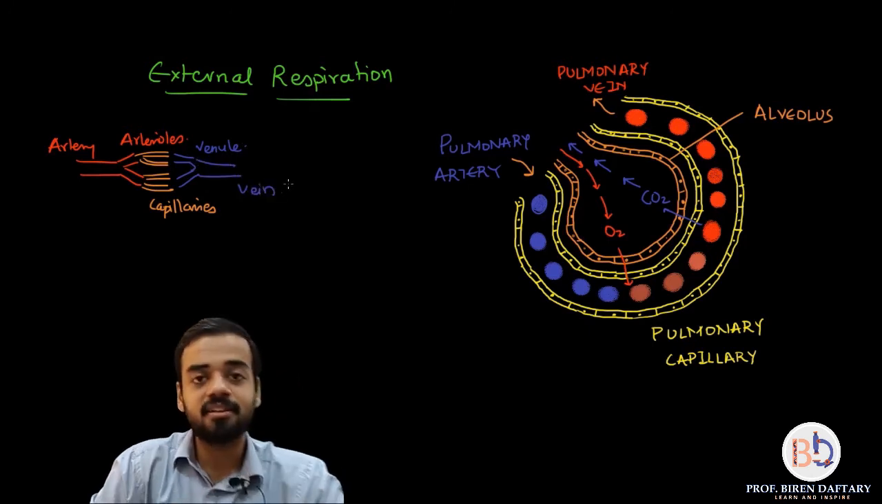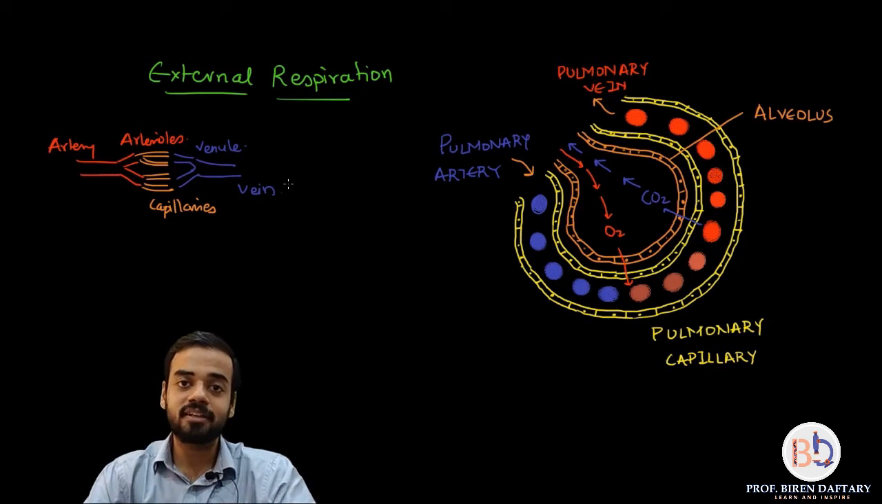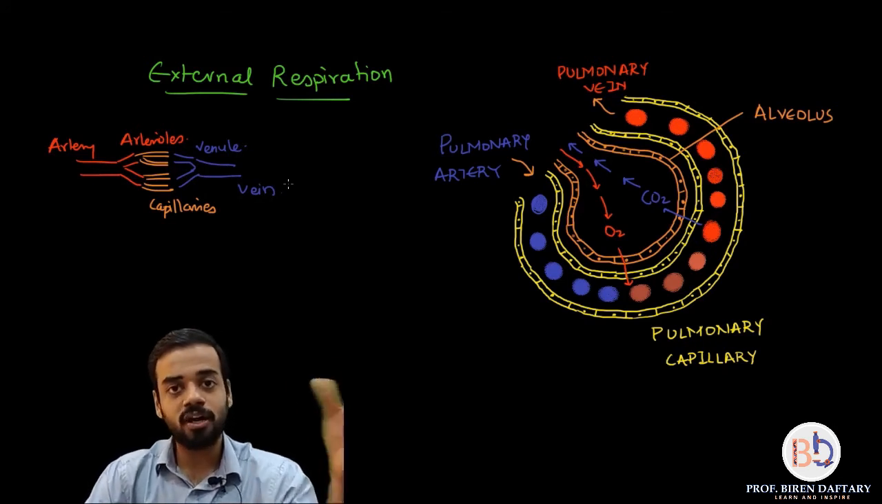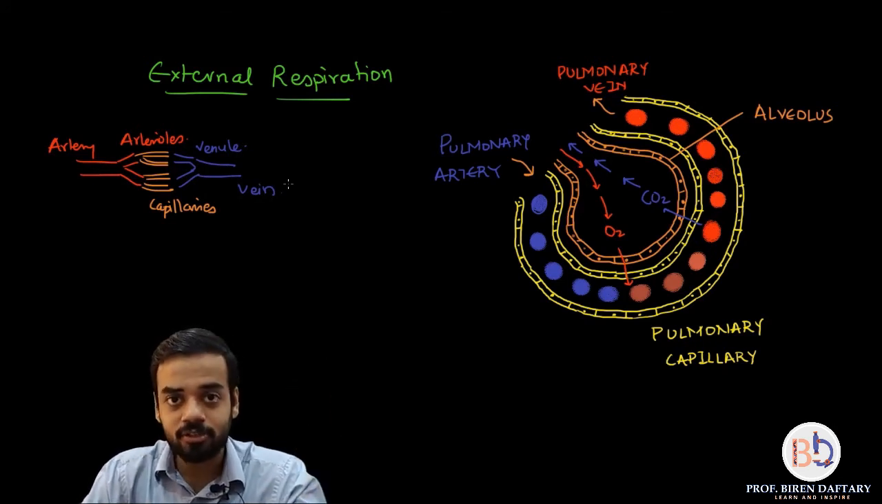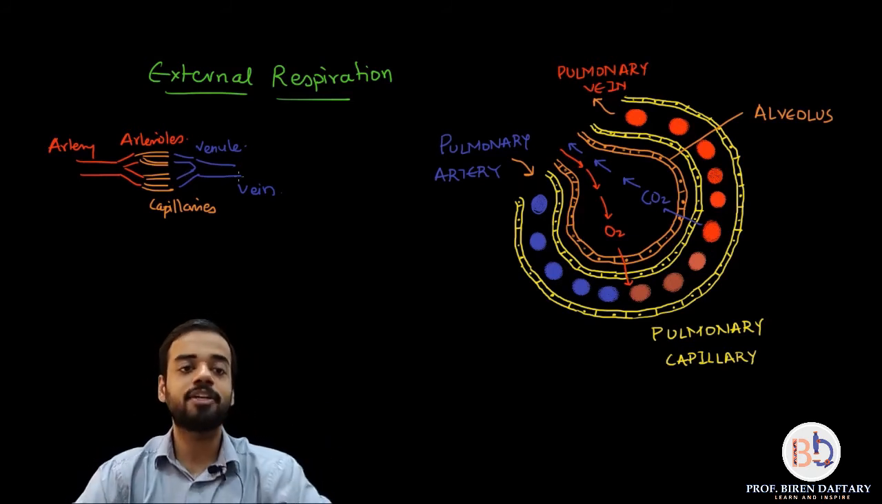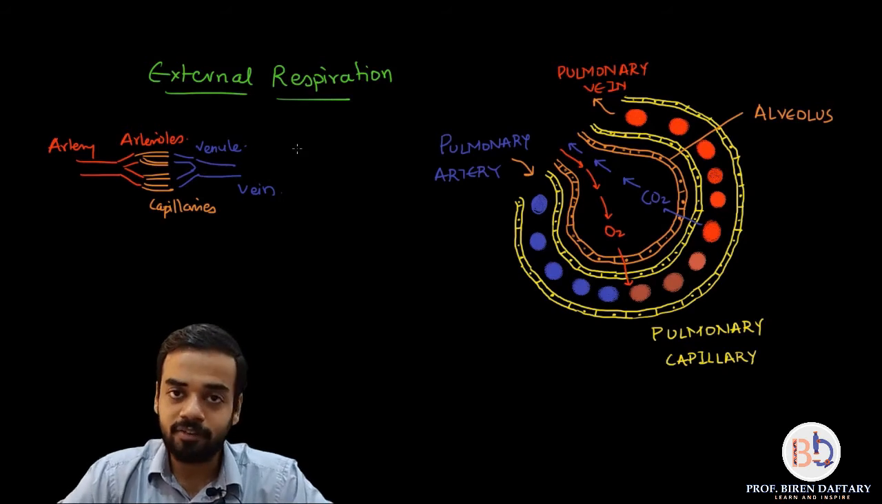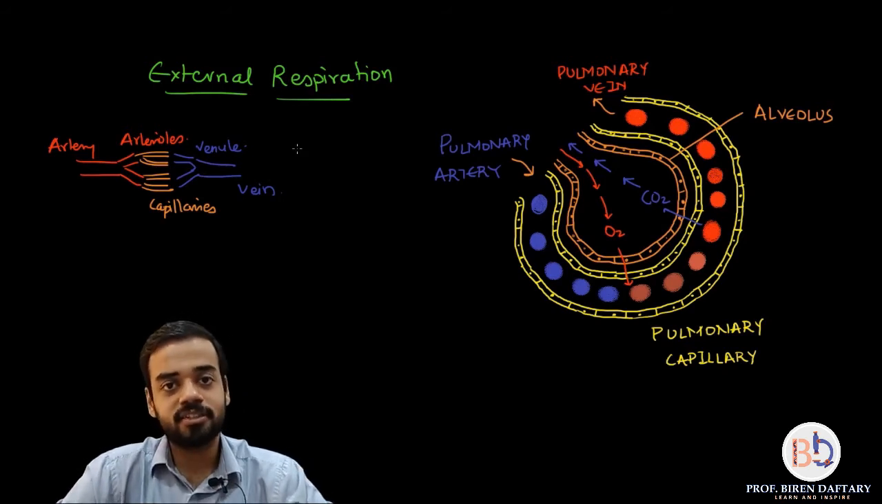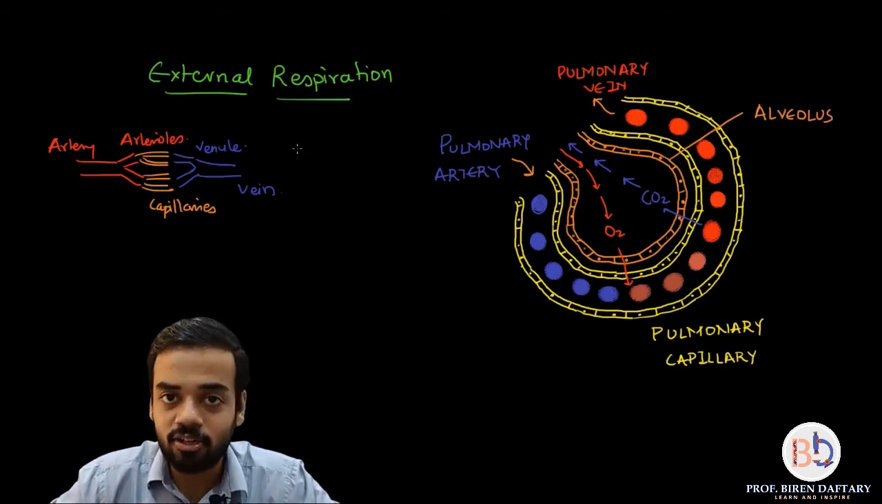So is this clear? So actually the arteries and veins are connected. Okay, so the artery will divide into arterioles, arterioles will divide into capillaries, capillaries will join to form a venule, and the venule will join to form a vein. Everybody knows arteries carry oxygenated blood and veins carry deoxygenated blood.